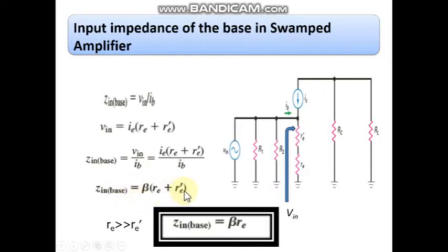Initially, our Zin(base) was beta RE dash, but now it has changed to beta (RE plus RE dash). If we consider the value of RE very much greater than RE dash, then your Zin(base) will be beta RE. Initially your Zin(base) was beta RE dash, but now it is beta RE. So that you can see here.